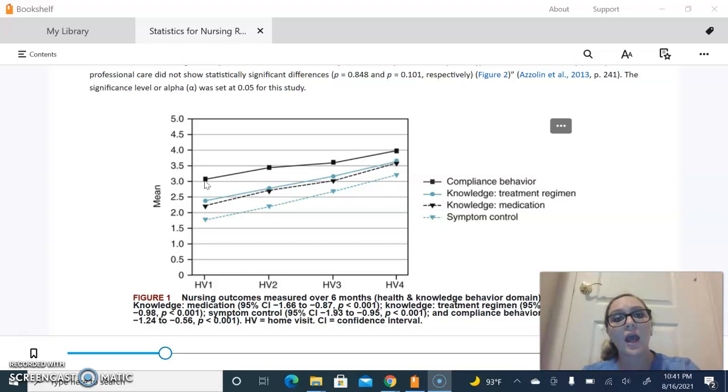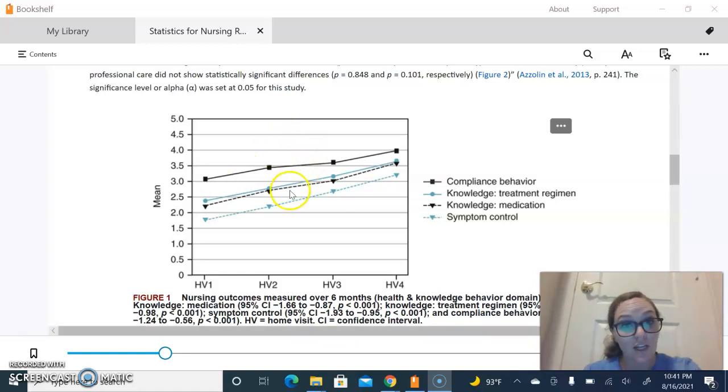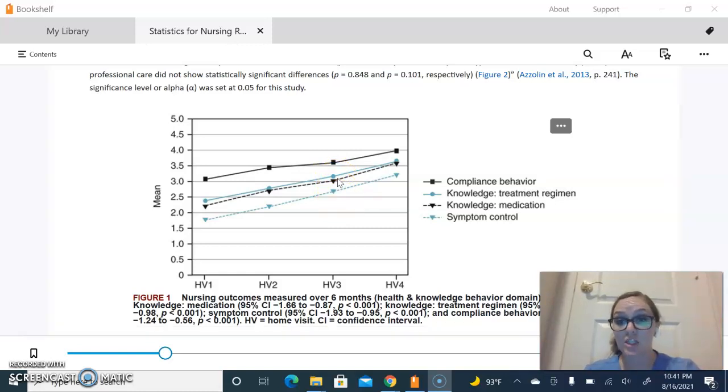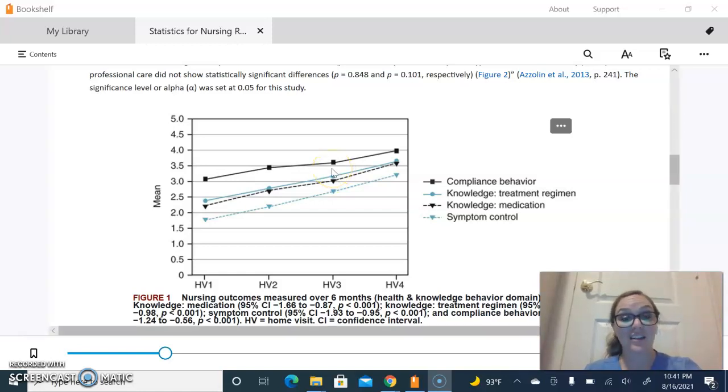what they got. And at their next home visit, they understood a little bit more information right here, and it's kind of an upward trend. They were able to understand more information about their treatment and about their medications and their condition and disease. And they were also more compliant and following through with their regimens better. And that is what this figure 1 is all about.